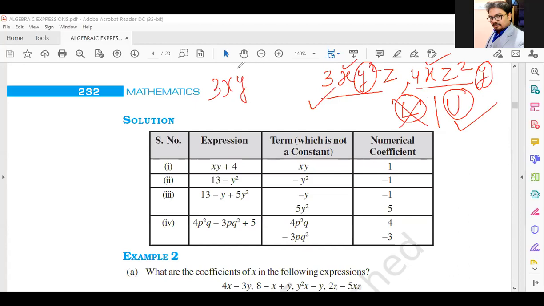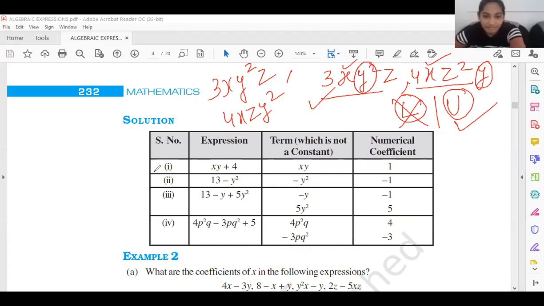3x y square z and 4x z y square. Now tell me, are these terms like or not? Let me call the name. Deepak Munde. Are these terms like or unlike?